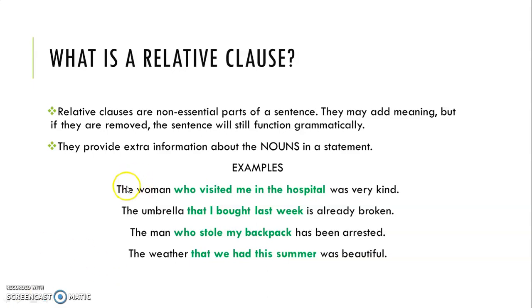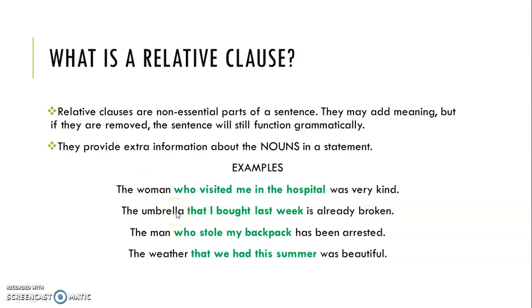Okay, for example, here in the one at the very beginning, it says, the woman who visited me in the hospital was very kind. What does that mean? That this information that you have in green is referring to the noun that you have already introduced. This who, that is actually the relative clause, is giving us more information about the woman that you have already mentioned.